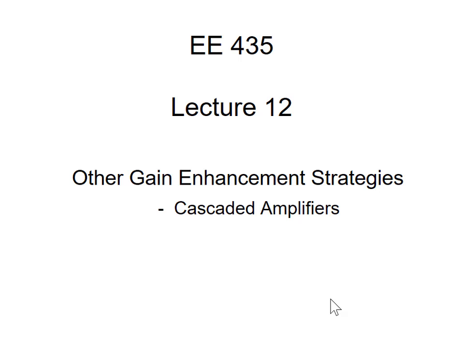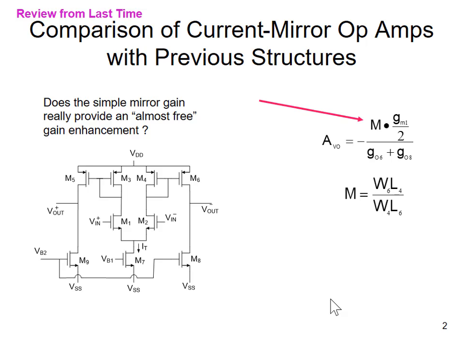Okay, today I'd like to start talking about a different way of enhancing gain with cascaded amplifier structures. So a review from last time, we compared the gain of a current mirror op amp with the reference op amp, and we initially saw that in the small signal parameter domain, it appeared to give us a gain increase of M, which is the mirror gain, and it appeared to give us an increase in the gain bandwidth product factor of M. And that looked really good.